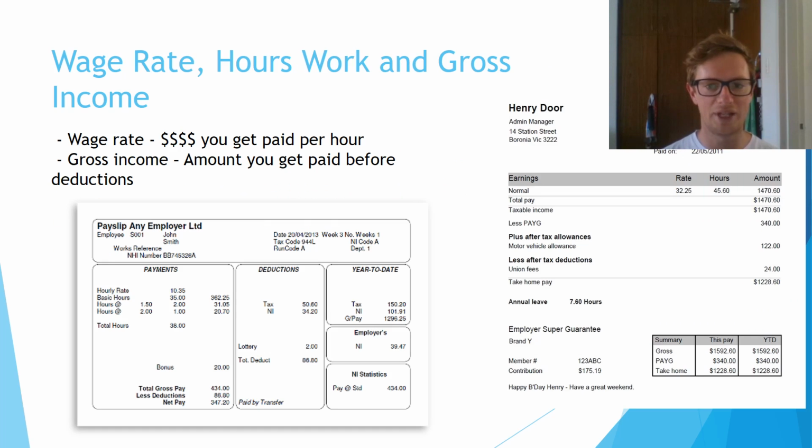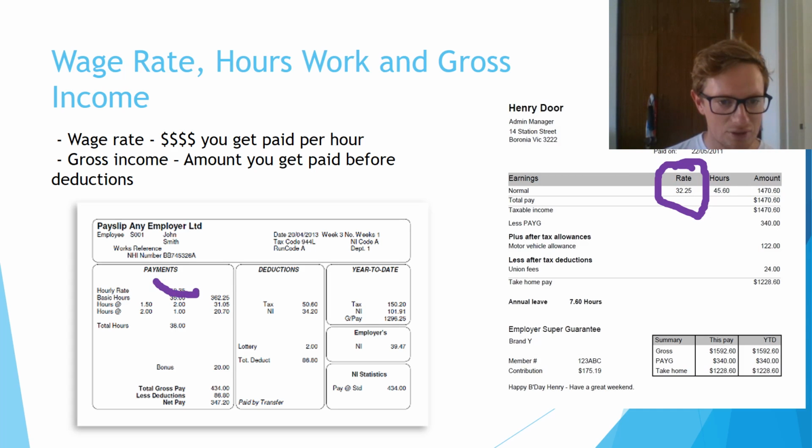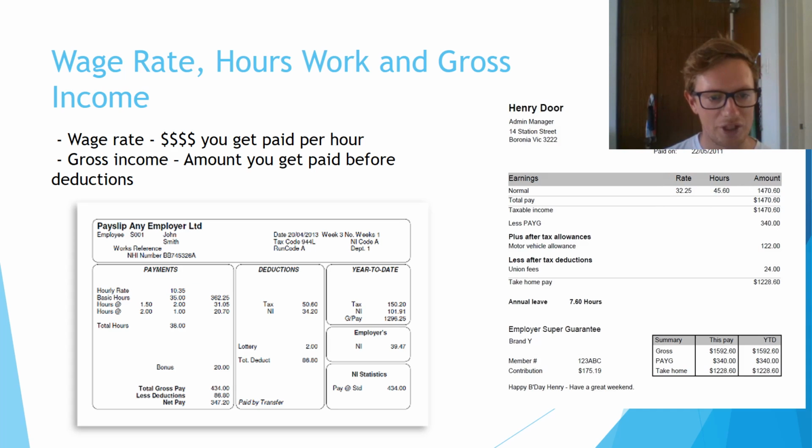So what we have here, you'll see we've got a couple different examples of pay slips. I'm going to try to refer back to these a little bit as we go, just so you guys can see what I'm talking about. So the first thing we've got is your wage rate. This is how much you get paid per hour. So if we look over here, Henry Dorr gets paid $32.25 an hour. If we look down at this one, the hourly rate is just here at $10.35 an hour.